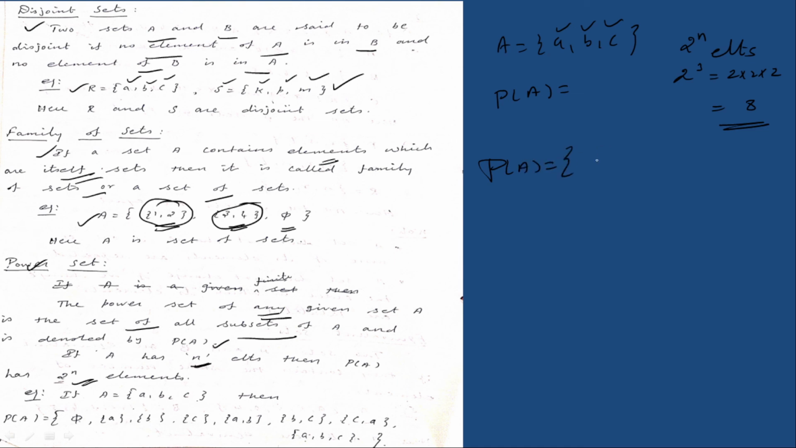Shall we write it? The singleton sets we have to write first. So the sets {A}, {B}, {C} alone. Next coming to 2: {A, B}, {B, C} and {A, C}. Then any other possibilities left? Among these we don't have any other possibilities. Next we have to combine by 3, so {A, B, C}, only one possibility. Next one, the empty set. That's all. So totally we have 1, 2, 3, 4, 5, 6, 7, 8. So the power set of A has 8 elements.